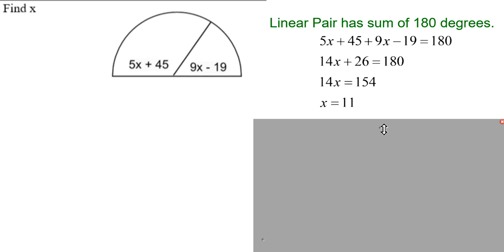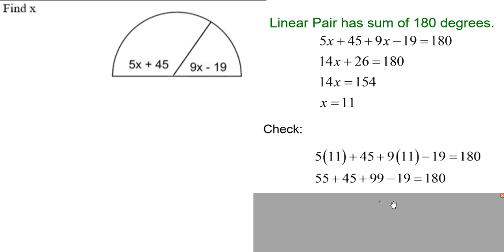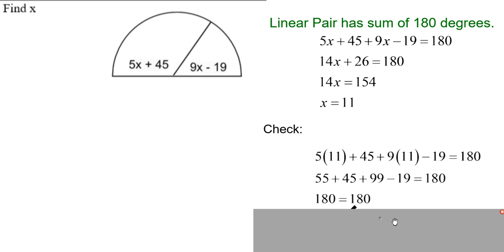Well, how do we know that this is correct? We're going to check it. We said that the sum should be 180. So if I take 11 and substitute in for x for each angle, their total should still be 180 degrees. So let's do that. Let's substitute it back in, right? And see if that total is 180. So if we add up those individual pieces, we've got 180 equals 180. That's a true statement. We have the right value for x based on our equation.